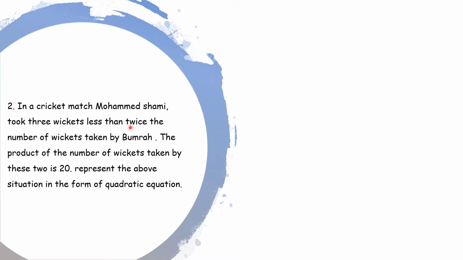In a cricket match, Mohammad Shami took 3 wickets less than twice the number of wickets taken by Bumrah. I don't know whether the statistics were true or not, so I'm just taking it for my convenience. The product of the number of wickets taken by these two is 20. If I multiply their wickets, it is 20. Represent the above situation in the form of a quadratic equation. We just have to frame the quadratic equation. So Mohammad Shami's wickets are 3 less than twice the number of wickets taken by Bumrah.